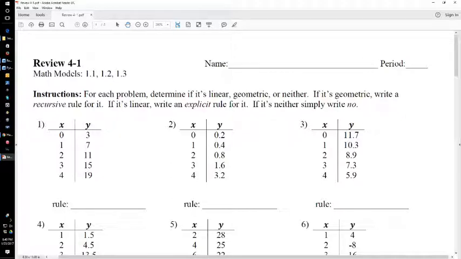If it's geometric, write the recursive rule for it. If it's linear, write the explicit rule. If it's neither, just simply write no. So, just a quick recap.